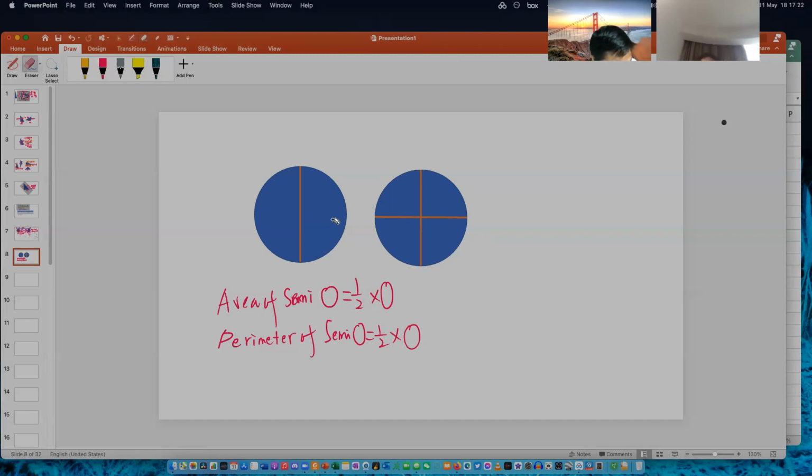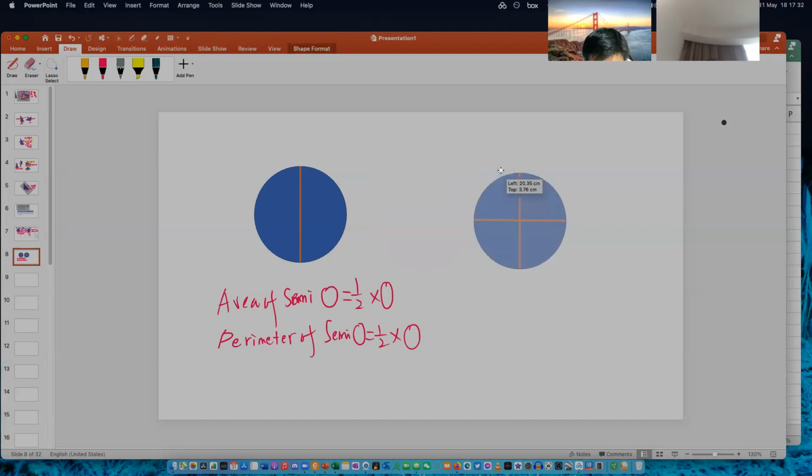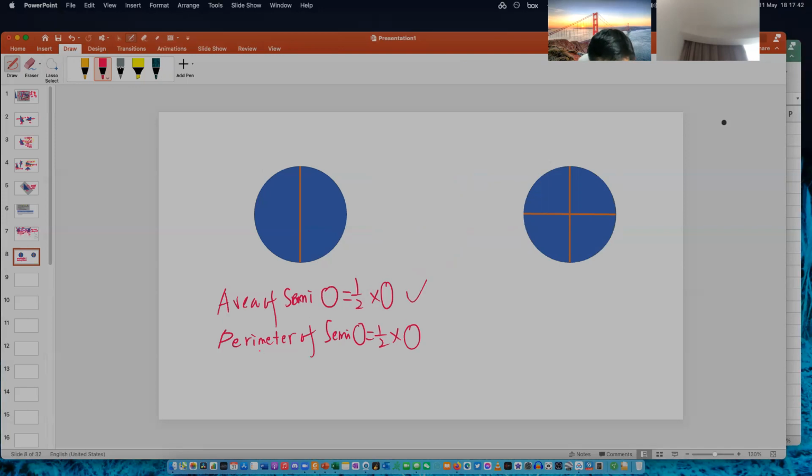Of course. So it really depends. Let me move this thing aside first. The area of the semicircle is actually half of a circle. This one is definitely correct. But when it comes to the perimeter of the semicircle, it might not be half of the circle. It really depends whether the question is given to you like this, or the question is given to you like this.